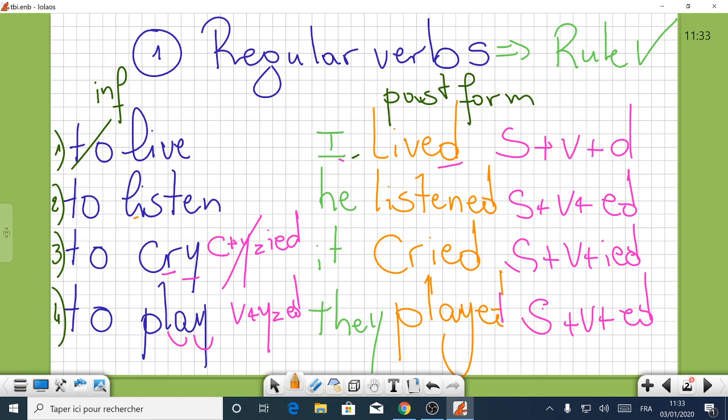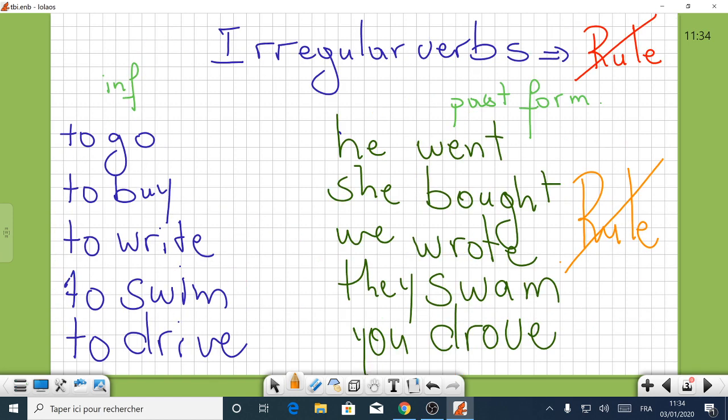We have the infinitive and we have the past form, and we have some examples here from which we extracted the rule: to live, to listen, to cry, to play. And here, I lived, he listened, it cried, they played. Here we have subject plus verb plus d, or ed, ied, or ed when we have vowel plus consonant. So that's it for now. We go further to irregular verbs. We don't have a rule. Just some examples here to see that we cannot find a relationship between all the verbs. That's why I say we should have a list to remember.